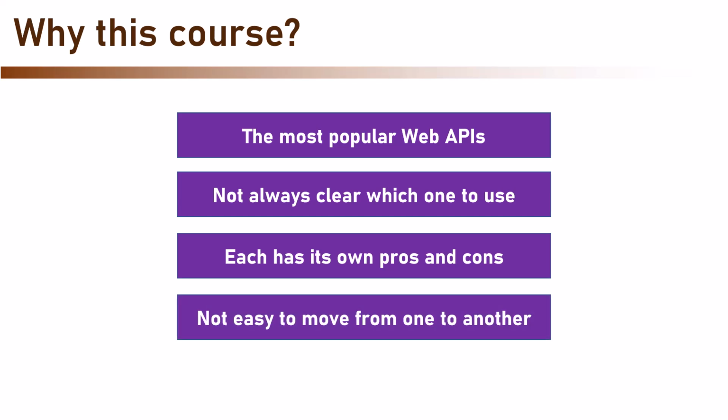And lastly, it's really difficult to move from one API to another. So once you made the decision and developed your API and then found out you went for the wrong one, it's not easy to migrate to a different one. And this is exactly what we are going to learn in this course.